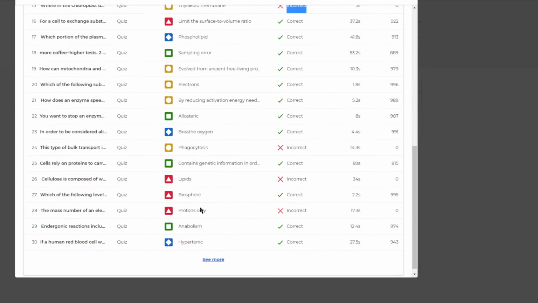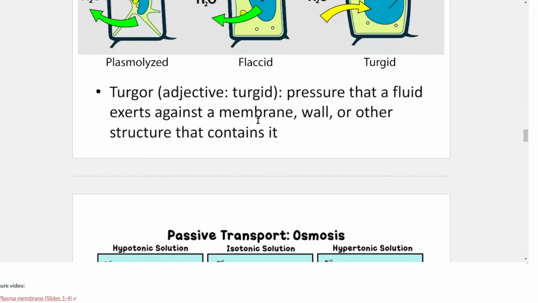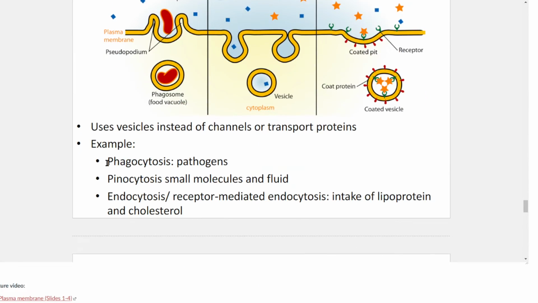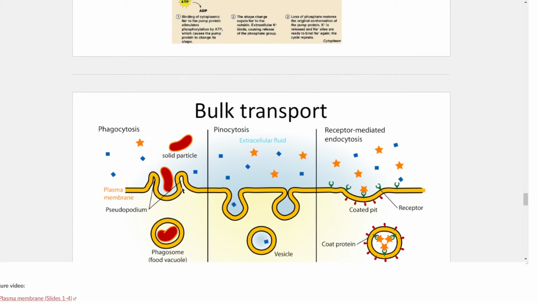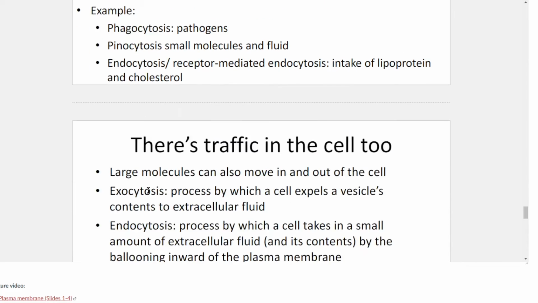So you went good until you reached 24. This type of bulk transport. So we haven't talked about transporting things. So is it here? Yes, bulk transport. So we have phagocytosis, which is pathogens. Pinocytosis, which is small molecules and liquids. Phago, maybe big things. And then pinocytosis is very small things, small molecules.